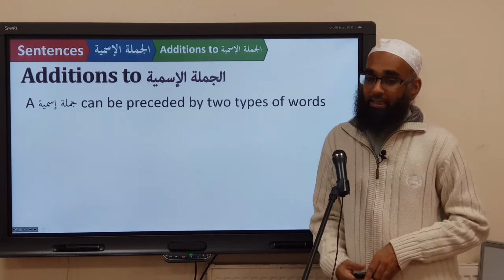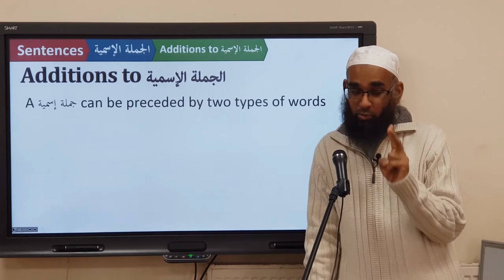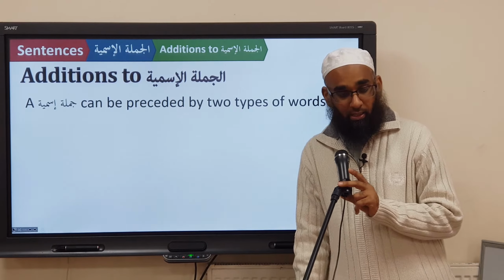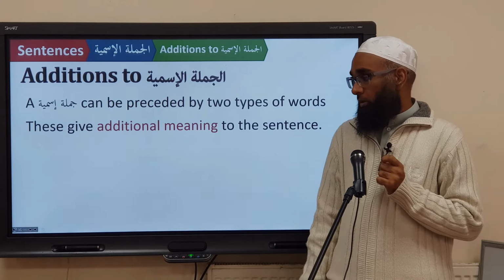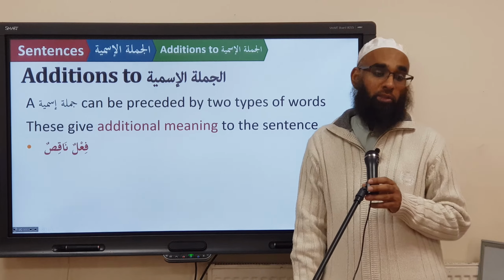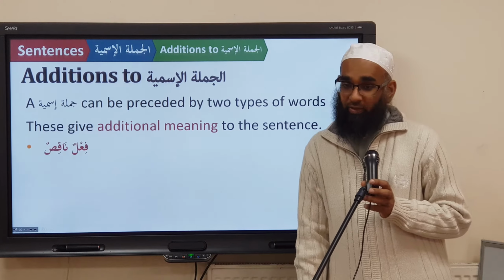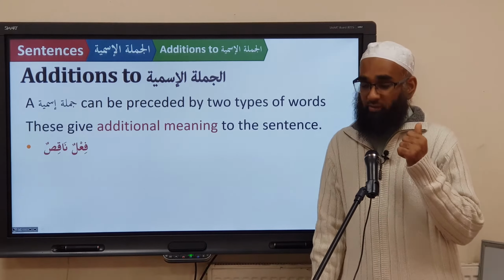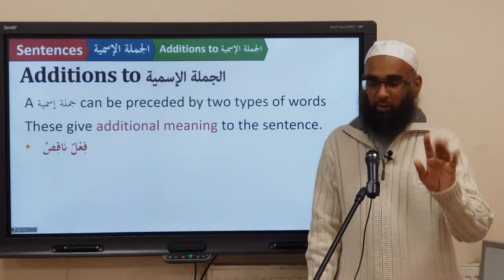So for example, there are two types of words. How many? There are two types of words that we can add to a jumlatun ismiya, and this addition gives slightly different meanings. Okay? One is called fa'lun naqisun. What's it called? Fa'lun naqisun. Say after me. Fa'lun naqisun. So you have fa'lun naqisun. What does this mean? Don't worry about it for now.